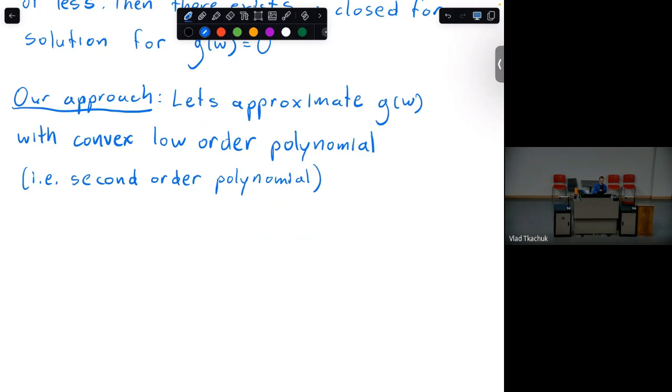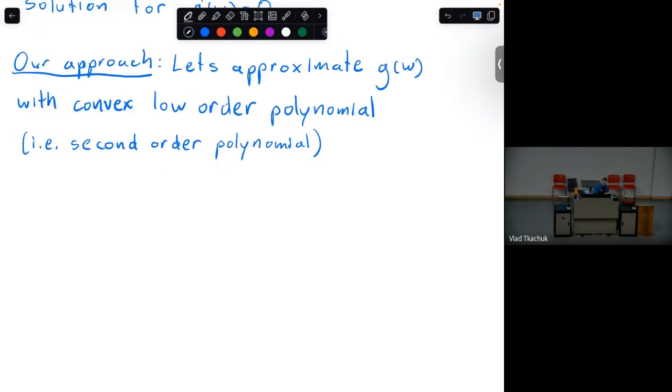But how do we approximate something with a polynomial? Well, something you might have learned in calculus before: in general, you use the Taylor series.